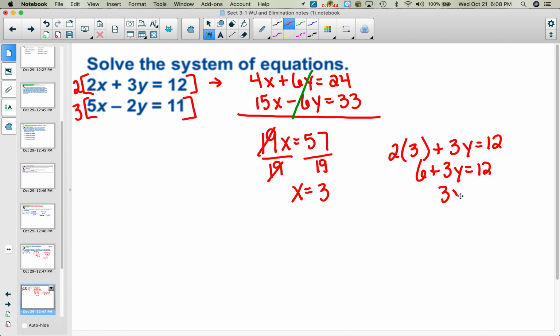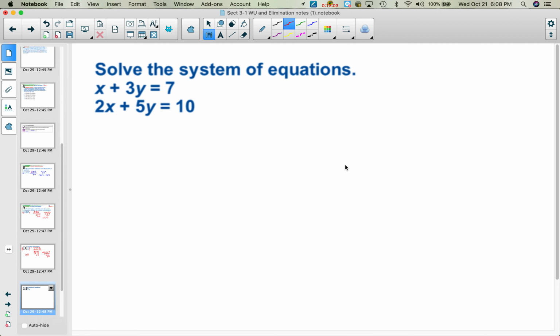So I get 3y equals 6 and y equals 2. So the solution is (3, 2). If I were to graph these two lines and looked for where they intersect, they will intersect at the point (3, 2). All right, this one solved the system of equations.